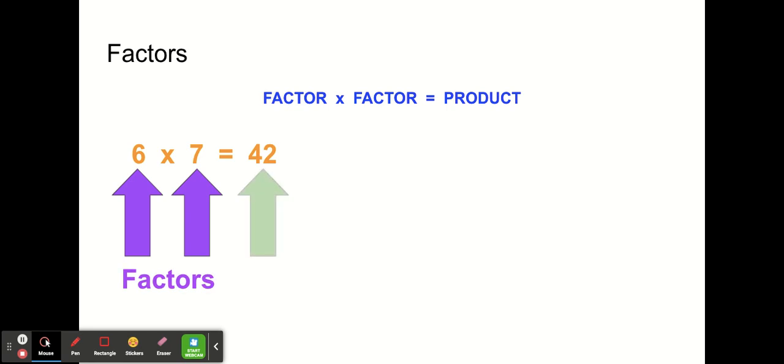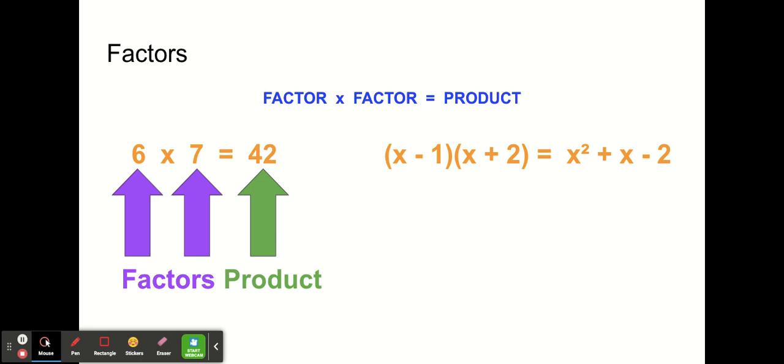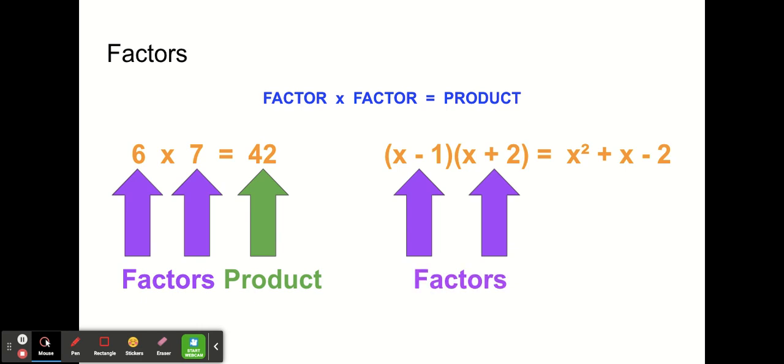A factor times a factor is a product. We've learned that. So for example, 6 times 7 is 42. 6 and 7 are our factors, and 42 is our product. Similarly, with algebra, we can say x minus 1 times x plus 2 is x squared plus x minus 2. These two are factors, two things that multiply together to get our product.